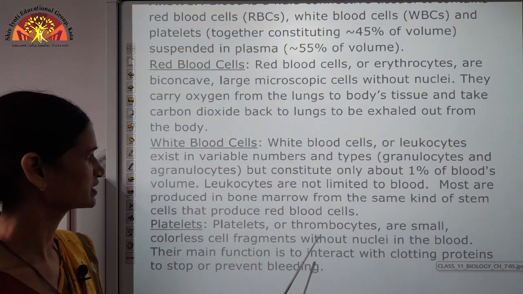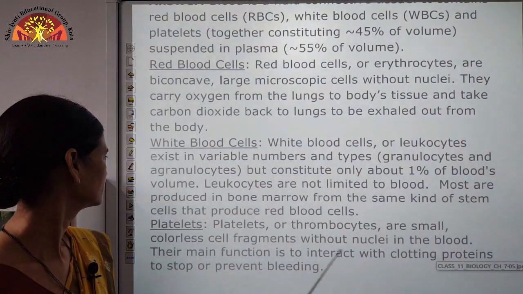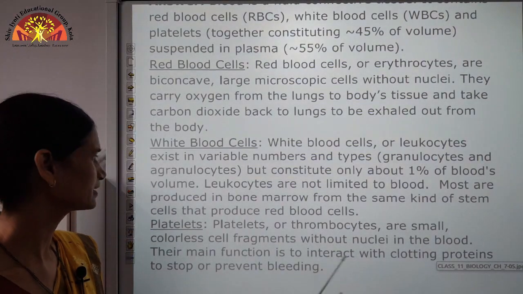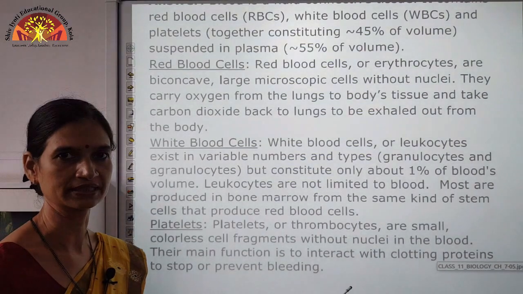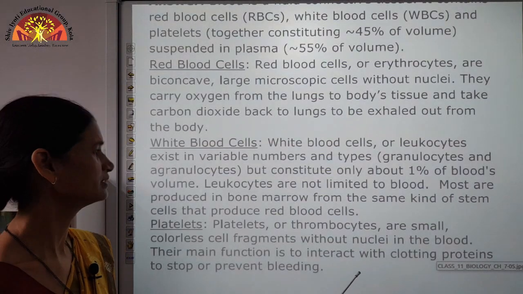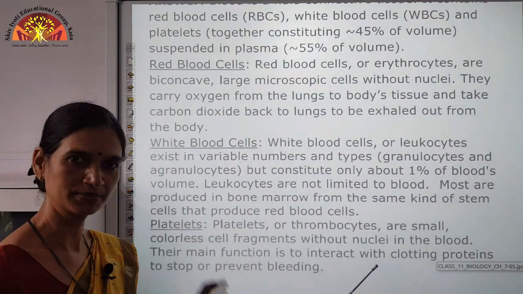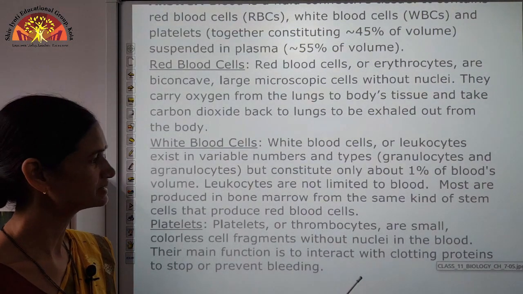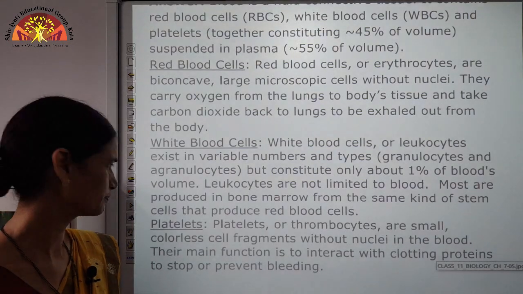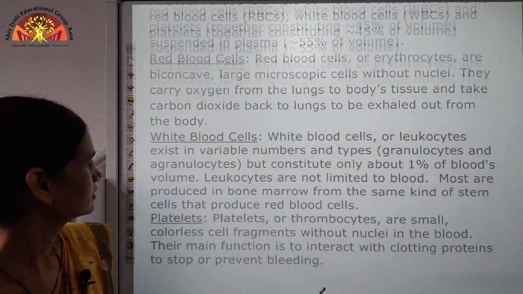Then platelets, which are also known as thrombocytes, are very small colorless fragments and they do not have nucleus, and their main function is blood clotting. Whenever some injury takes place, कोई हमारे बॉडी में कट लग जाता है तो ब्लड निकलना बंद हो जाता है थोड़ी देर बाद, तो दैट मीन्स ब्लड हैज़ बीन क्लॉट. तो क्लॉटिंग का काम करते हैं प्लेटलेट्स.